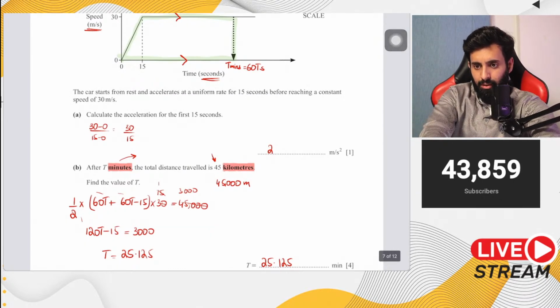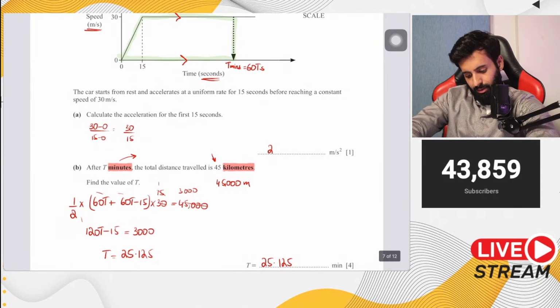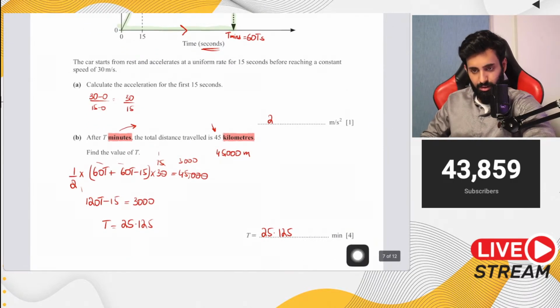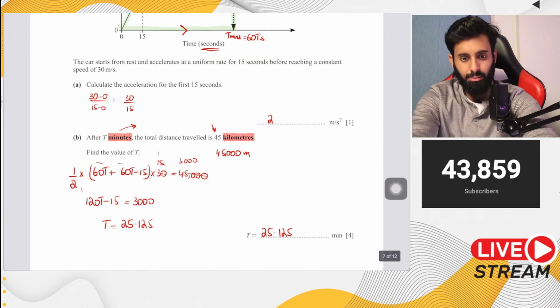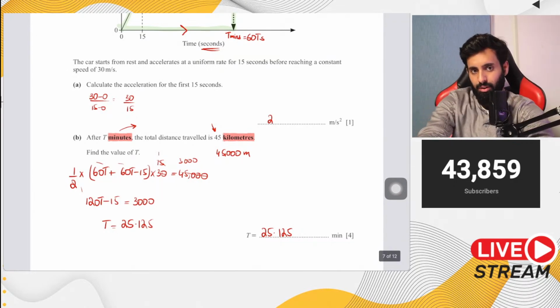Wouldn't we convert 25.125 into seconds? No. Does the question say that anywhere? Look at how the answer has been asked. The answer is required in minutes. So why would you do that? Just read the question carefully, guys. You will find the answer to most of your questions only if you read the question carefully.